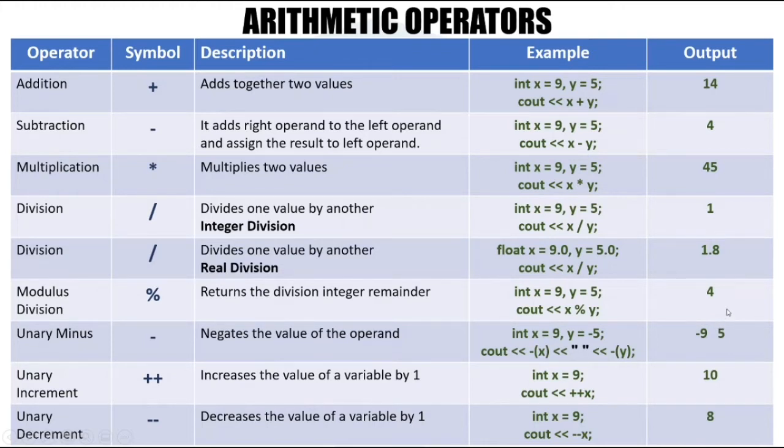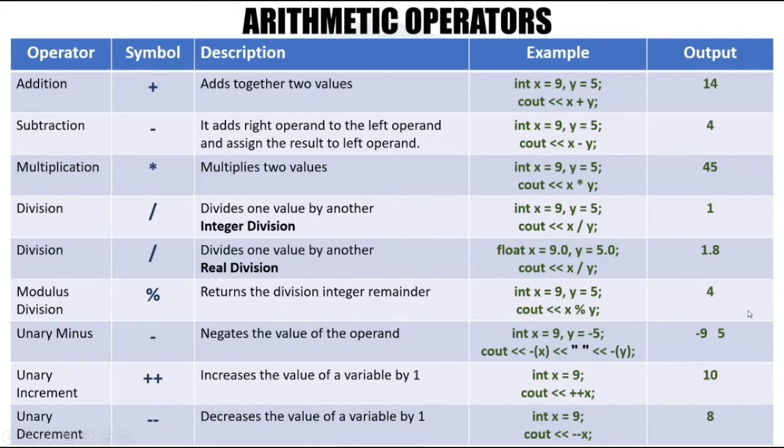So sa ating example, 9 modulo 5 is equal to 4. Kasi nga, 9 divided by 5 is 1, remainder 4. So yung remainder, result, yung nire-return ng operator na ito. So yung terminologies na mga palang binabanggit, same din sa inyong mathematics. Ang result ng addition is sum, sa subtraction, ang result is difference, sa multiplication, product, sa division naman is quotient, and sa modulus, ang result is remainder.